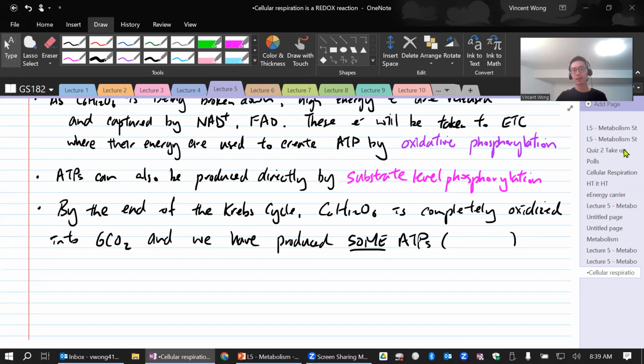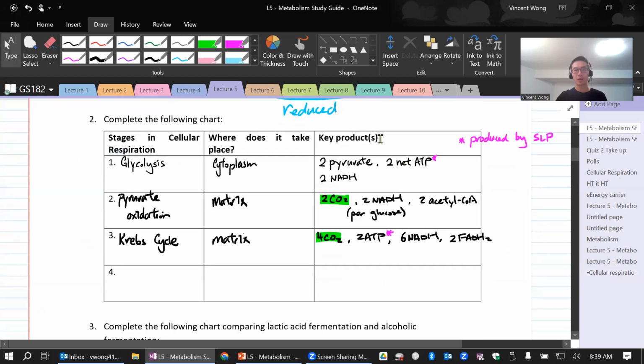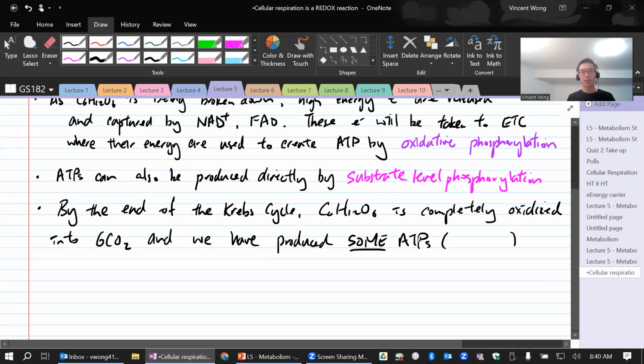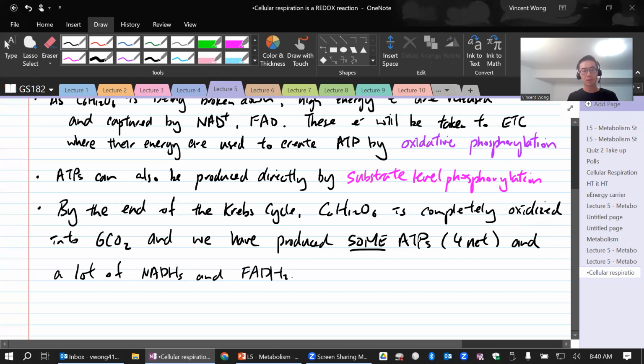Okay, so let's take a look here. We got 2 from glycolysis, and we have 2 from Krebs cycle, right? So 4. By the end of the Krebs cycle, we have produced some ATP, 4 net, and a lot of NADH and FADH2. I don't know if we should put S on them. It's just like a lot of them.